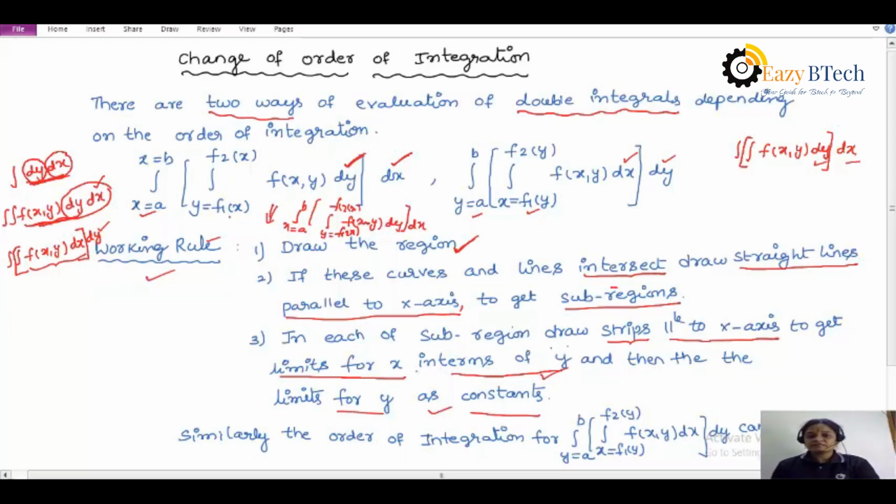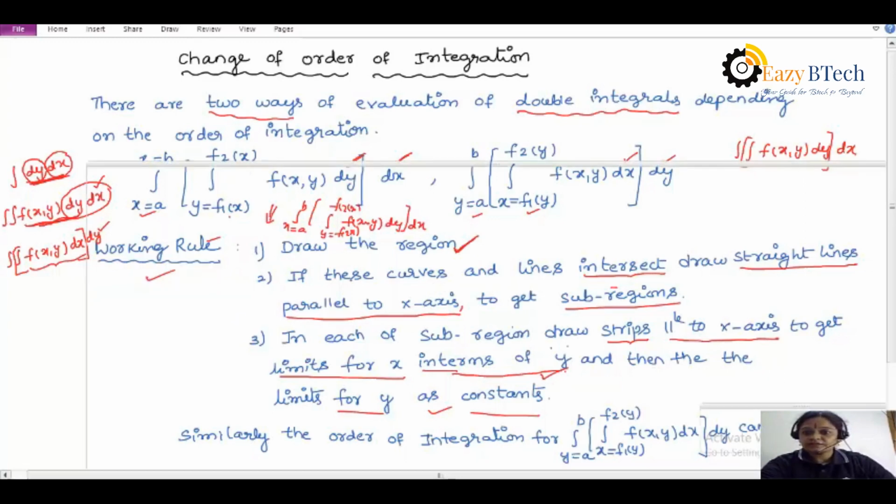So if x limits are functions of y, then y limits are functions of x only. Okay students, similarly, the order of integration of this function also can be changed. You see here, x is equal to x1 of y to x2 of y. This function can also be changed by using this working rule only. This is nothing but change of order of integration.